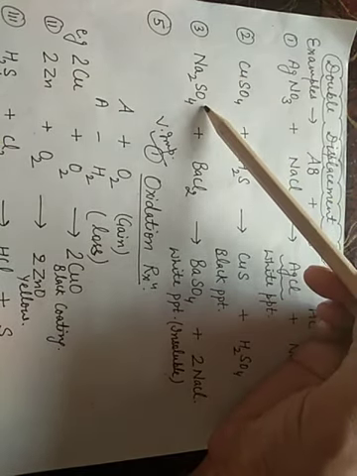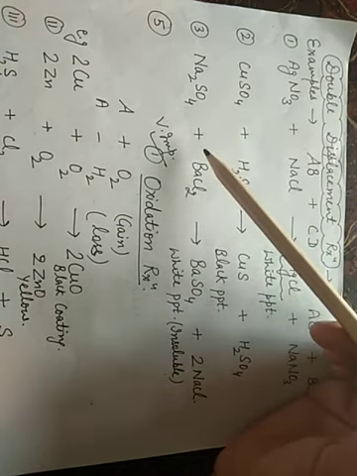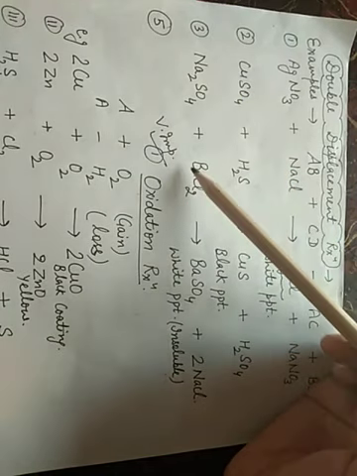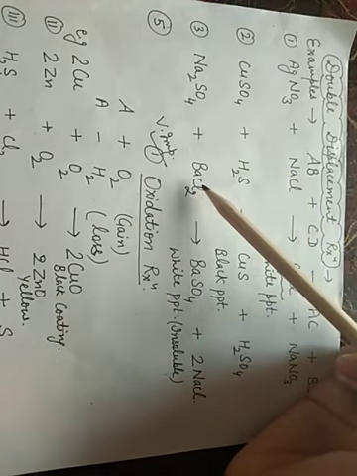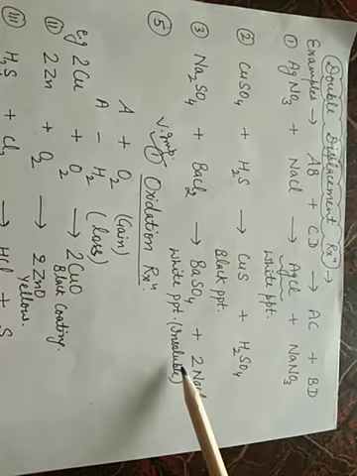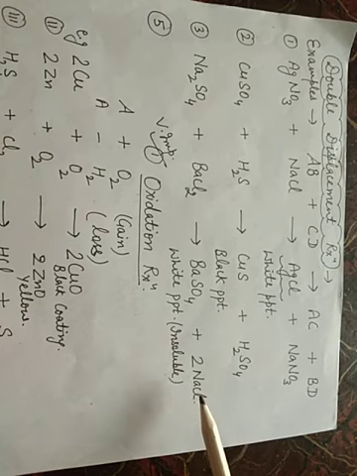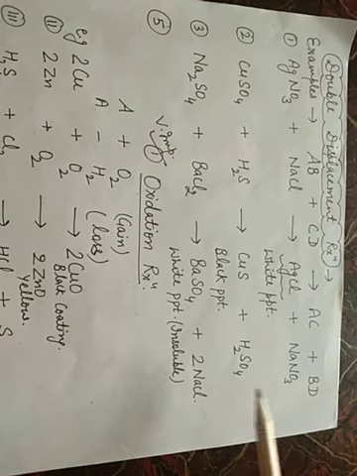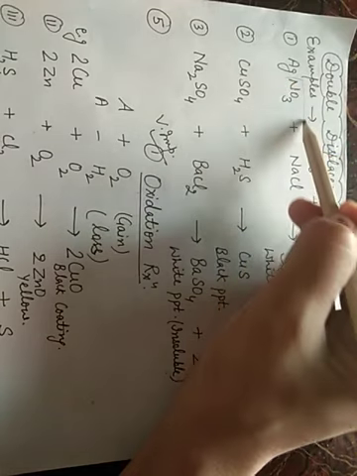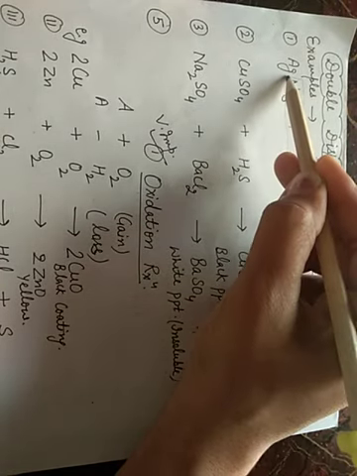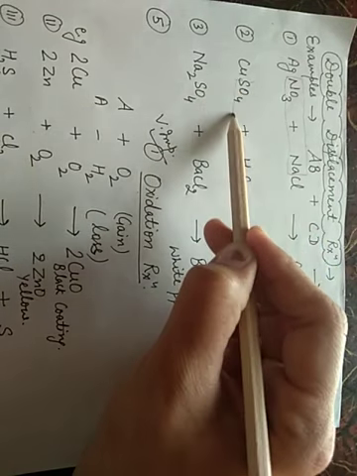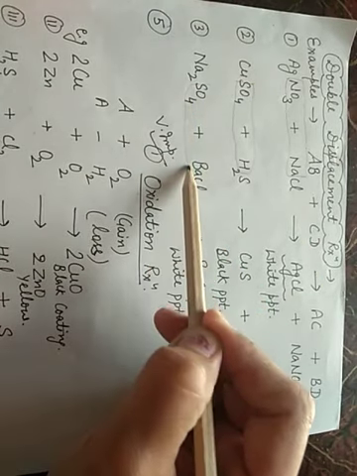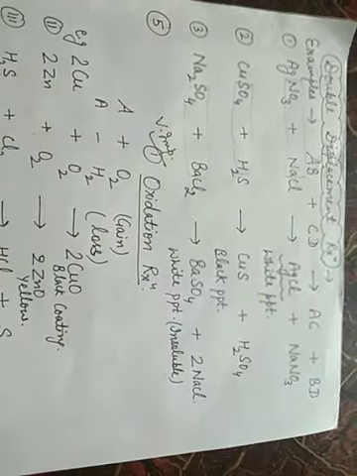Next example is Na2SO4, sodium sulfate, plus barium chloride. It also forms BaSO4 and Na2Cl2. So it means 2Na, and Cl is also 2, then it is multiplied by 2NaCl. Means you can do it in this form also. This will be released. And the same, this will be released. This is the simple trick.